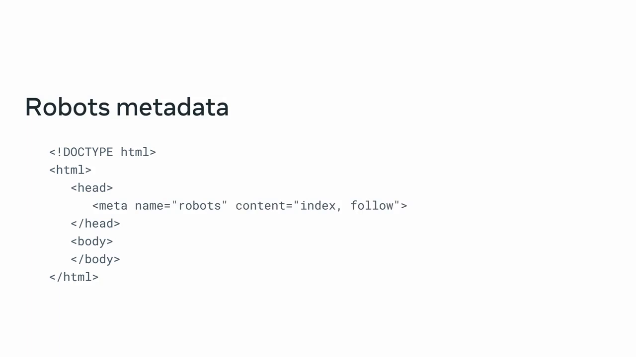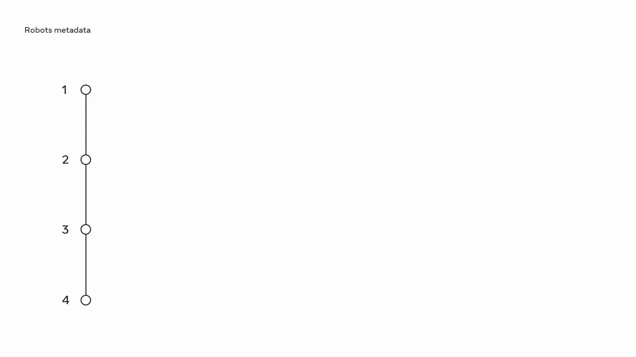Another type of metadata is the robots metadata, and it tells search engines if and how they should analyze your web page. The name robots comes from the automated software, often referred to as bots, that search engines use to analyze websites. The content attribute for robots has 4 possible values.